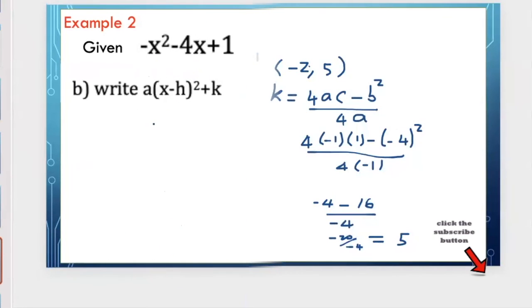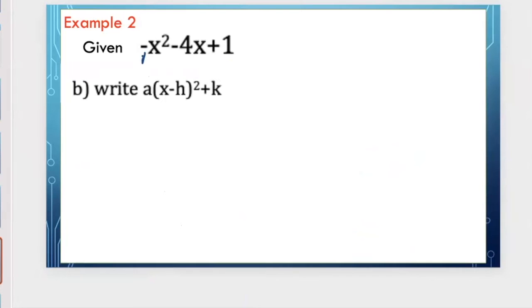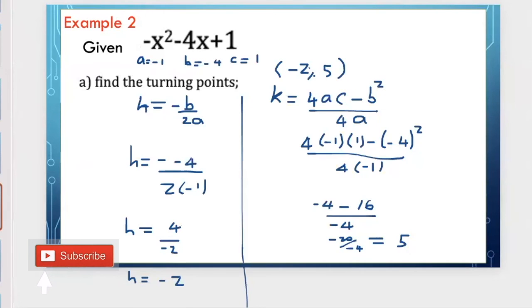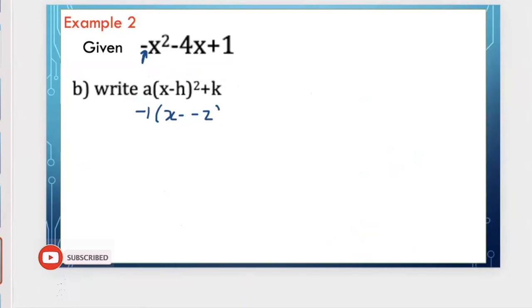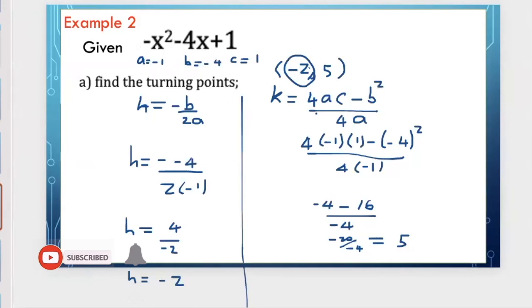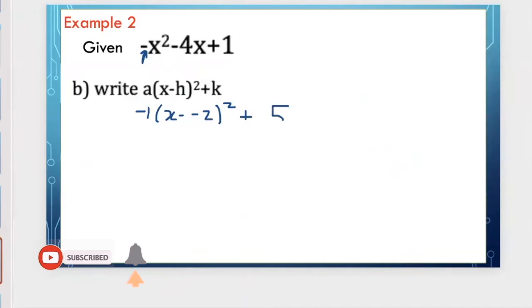So that's the turning point. Now to write it in vertex form, I am just going to replace a with negative 1. The minus 2 is going to change the sign. So we have minus, x minus minus 2, all square, and then k, in this case, k is positive 5. So I am going to write positive 5 here. So in other words, I can have minus x plus 2 all square plus 5, and this is the vertex form.